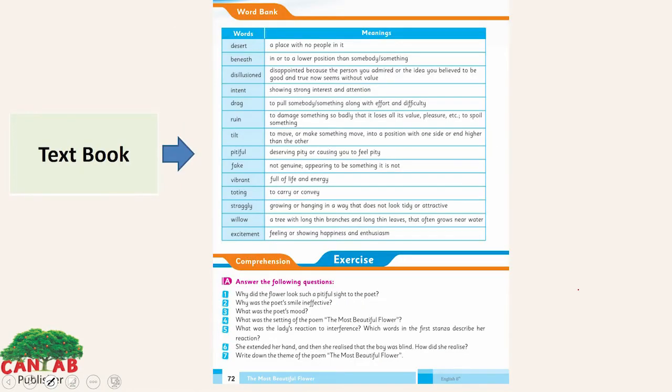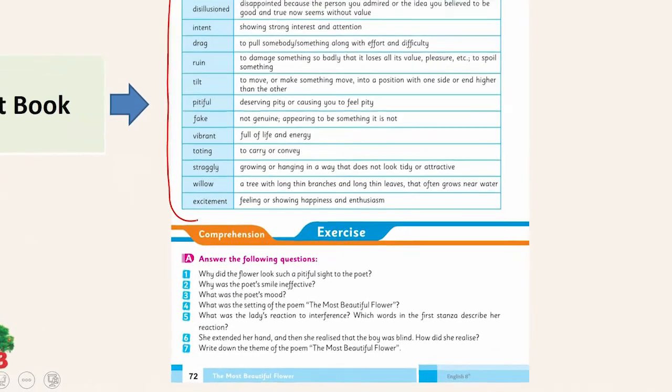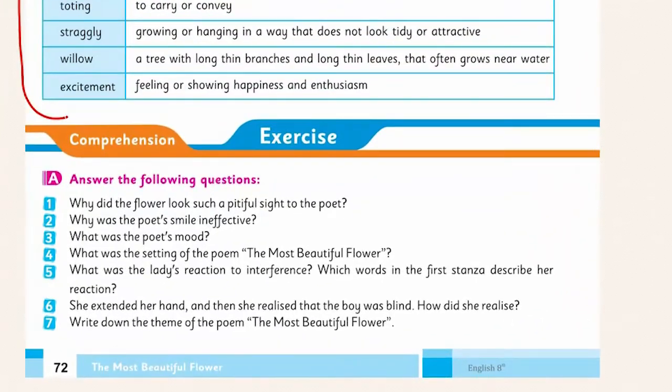Page number 72 of your textbook. This is your word bank. You can find the meaning of the difficult words here. Let's do the exercise. Answer the following questions. Number 1. Why did the flower look such a pitiful sight to the poet?